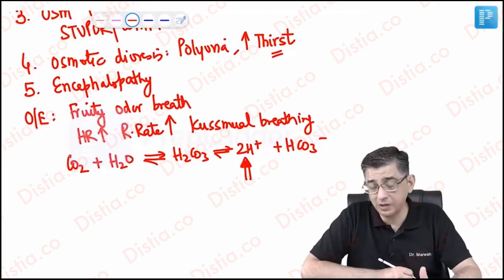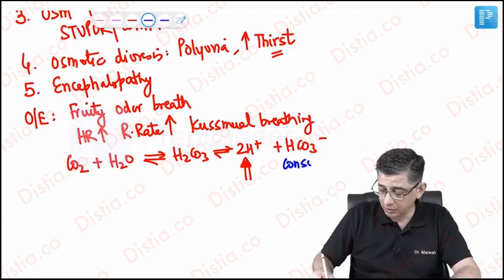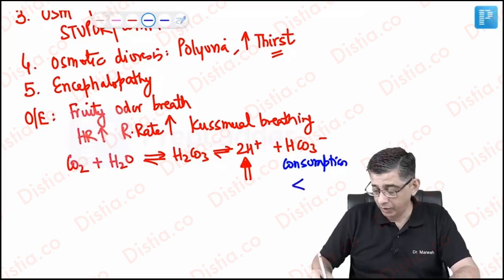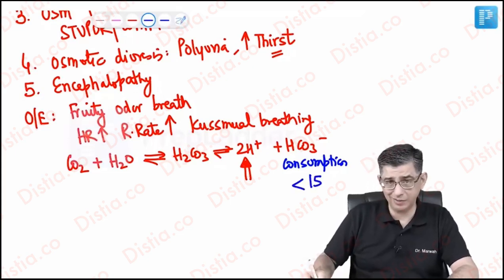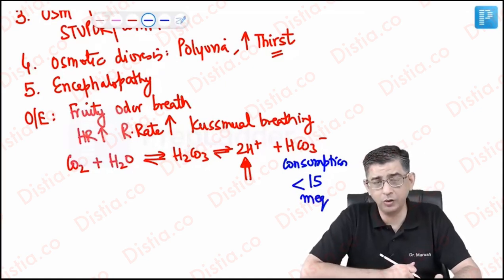Now, because the protons are in excess, what's going to happen? These protons are going to cause consumption of the bicarbonate which is present in the blood, and therefore in all MCQs of diabetic ketoacidosis, you will notice that the value of bicarbonate will always be lesser than normal.